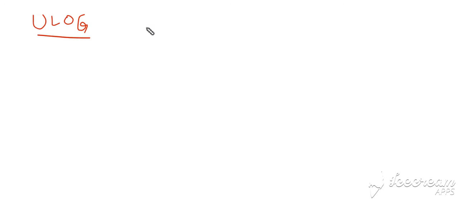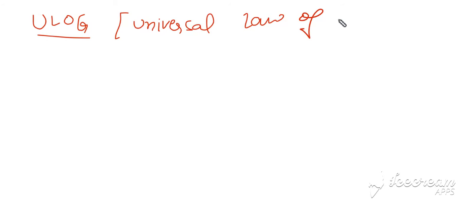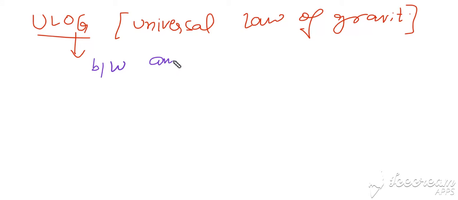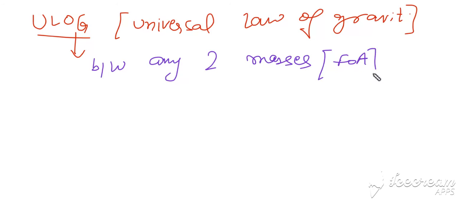So we just learnt about the universal law of gravitation. Why do we call this the universal law of gravitation? Because it applies everywhere. Yes, it happens everywhere in the universe. And that universal law of gravitation just states that between any two masses, there will be a force of attraction, right?